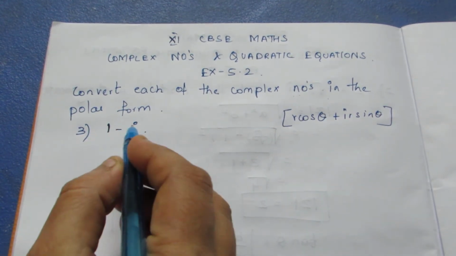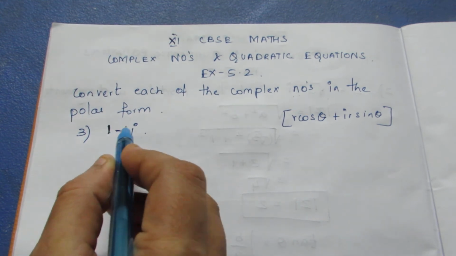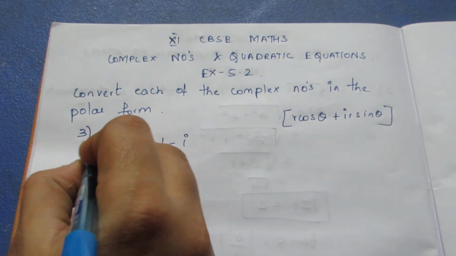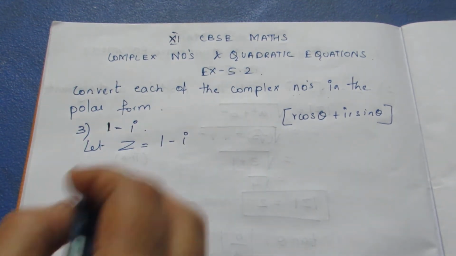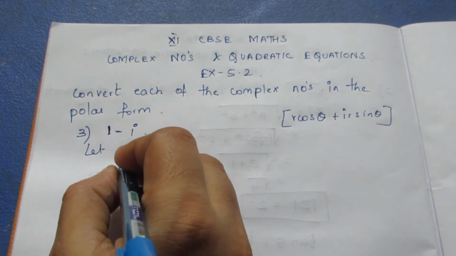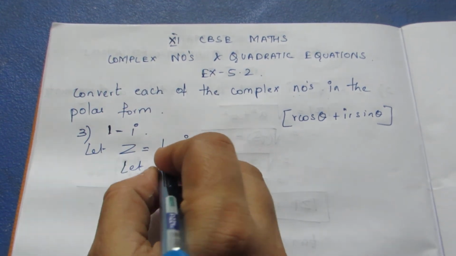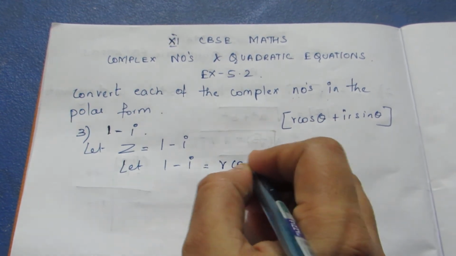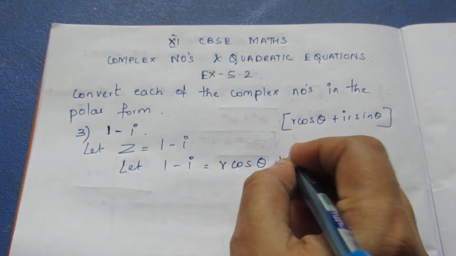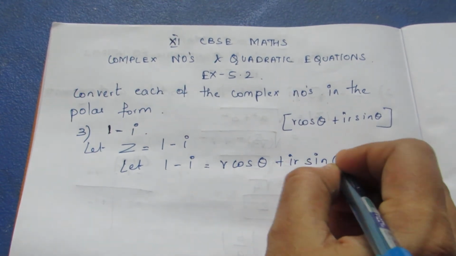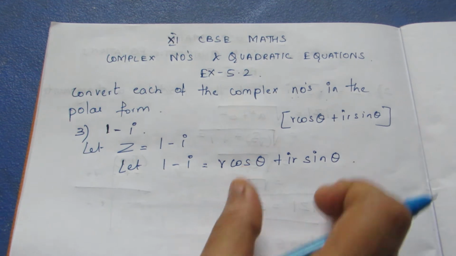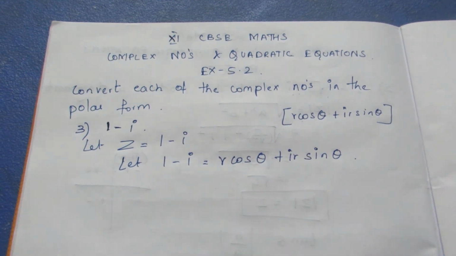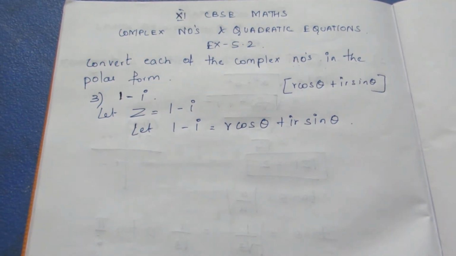So let us take the given complex number 1 minus i as z. Let z equal 1 minus i, and we need to change it to the polar form, r cos theta plus i r sin theta. We need to find r, we need to find theta, and we need to substitute them in the polar form. Now let's find r first.